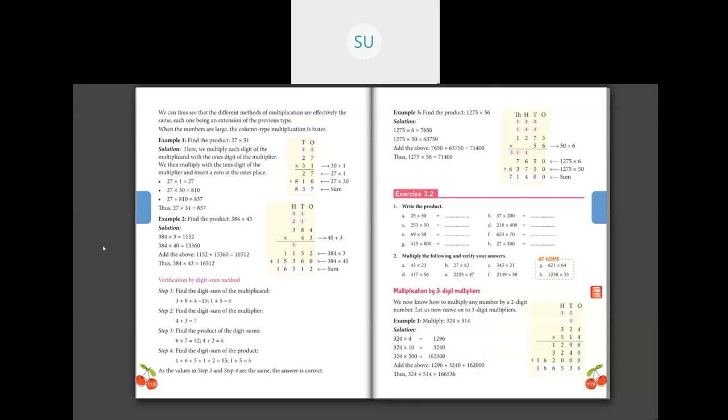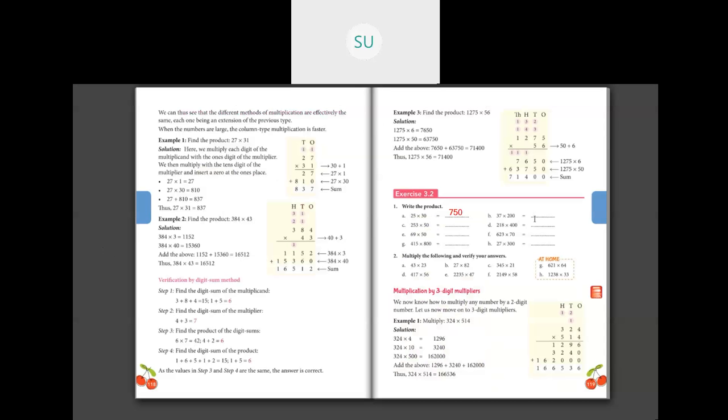So exercise 3.2 on page number 119. Okay, so here in the first question, they have to write the product. So 25 into 30. First you'll multiply 25 with 3. How much will you get when you do 25 into 3? You'll get 75. And then you write 0 here in the ones place. So 750.